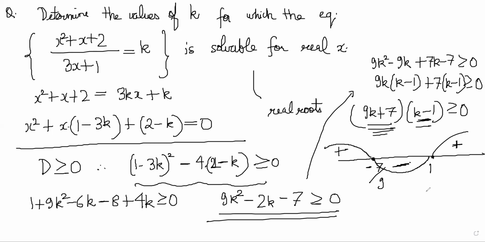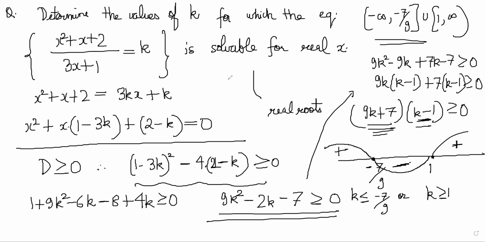So here the answer will be basically k can be greater than or equal to 1, or k can be less than or equal to minus 7 by 9. So my answers for k will be minus infinity to minus 7 by 9 included, union 1 to infinity. This is the range of k for which this equation is solvable, right?